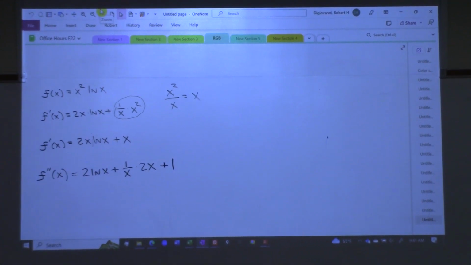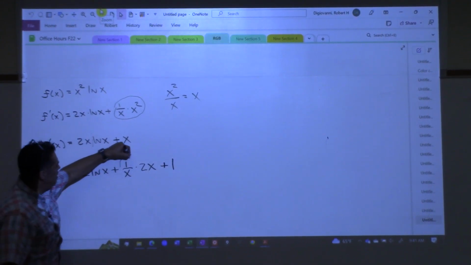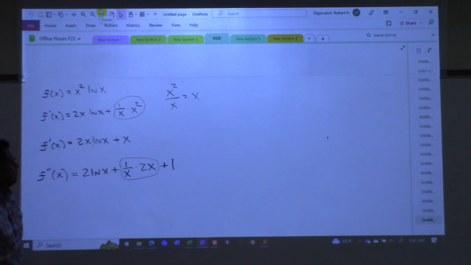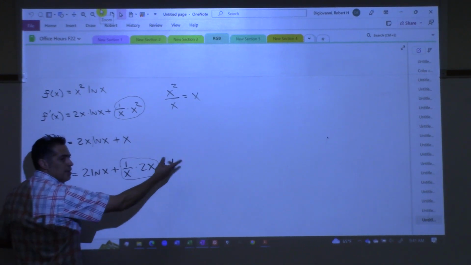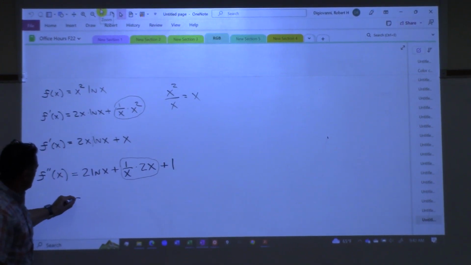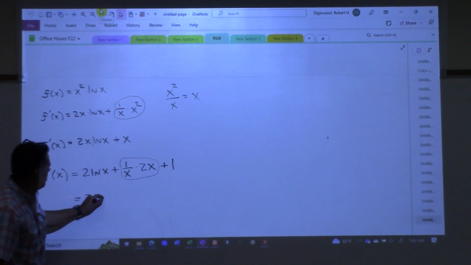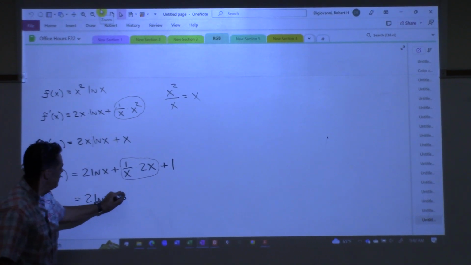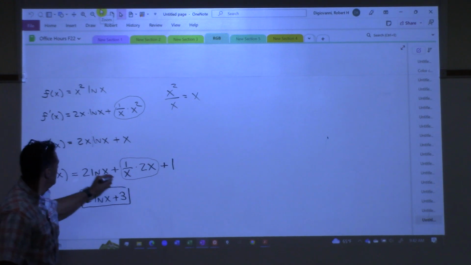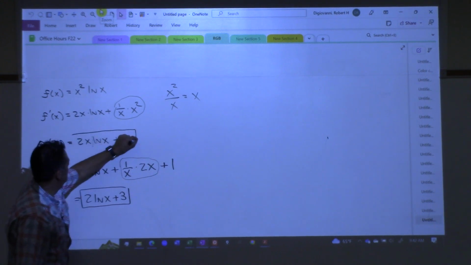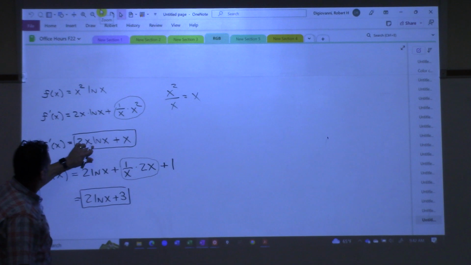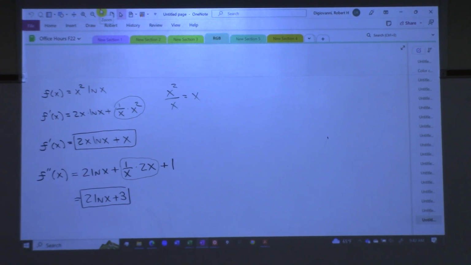And we are going to clean this up now. What does this become? 2, right? That's just 2. And I can add 1 at the end, right? 2 plus 1 is 3. So I just get 2 natural log x plus 3. That's my second derivative. This is my first derivative. Are we good? All right. What do we do now?